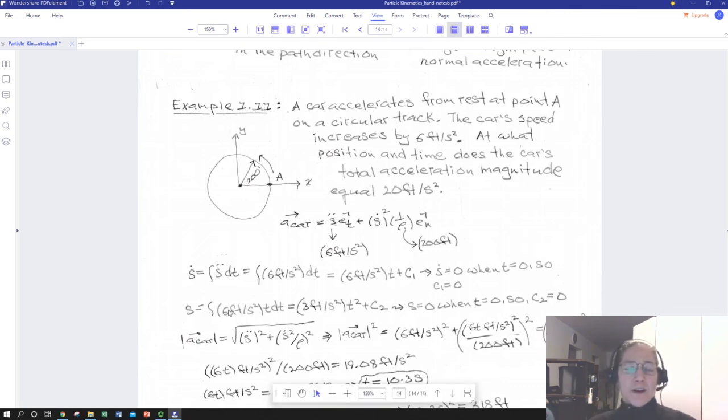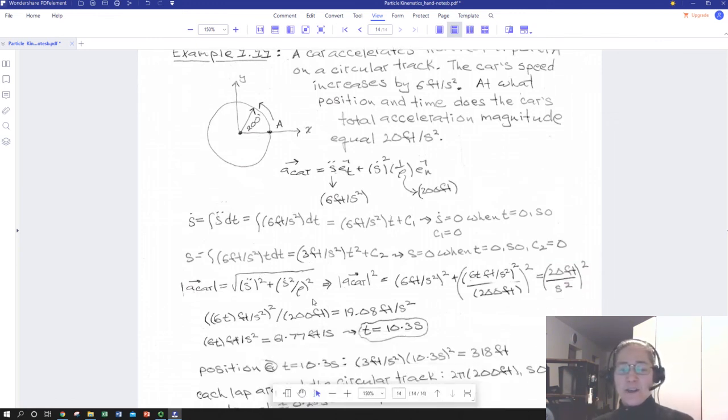So we'll just integrate our S dot with t, and we'll get our expression for total distance traveled, or S, our path length. And again, it started at 0, distance traveled, so c2 is 0. So here's our path position: 3 feet per second squared times t squared. So total acceleration magnitude is going to be the term from our tangential and our normal squared added, square root.